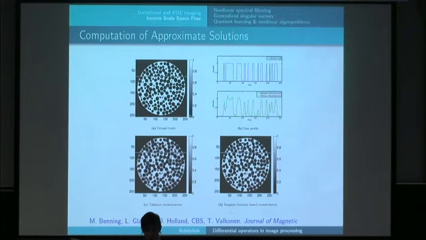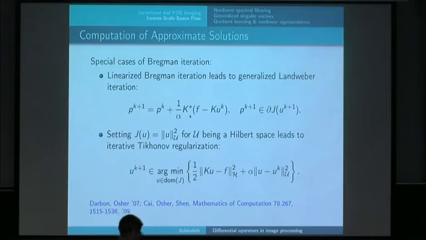Okay, to make a connection to something you might be a bit more familiar with, special cases of this Bregman iteration appear when you linearize it, which means that here instead of u_{k+1}, you're taking u_k. And in this case, you're ending up with a generalized Landweber iteration. If you choose as a regularizer the Banach space norm squared, then you're just ending up with iterative Tikhonov regularization.